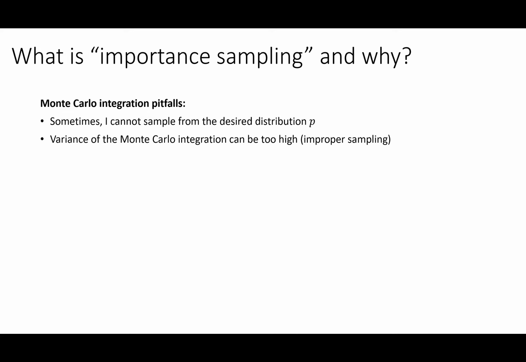Now, why do we need importance sampling? Why do we actually need it? So the Monte Carlo integration has some pitfalls. One of them is: what if I just cannot sample from the desired distribution p? In the example before, we had this exponential distribution of parameter 1. What if I am not able to simply sample from this distribution? Then I am bound to not really use the Monte Carlo integration. That's just nonsense, right? So importance sampling can deal with this.